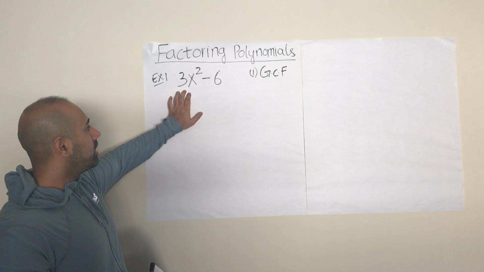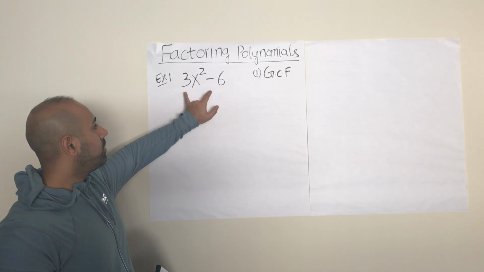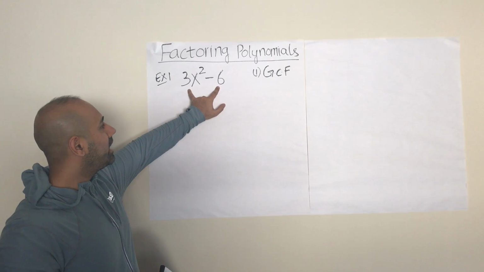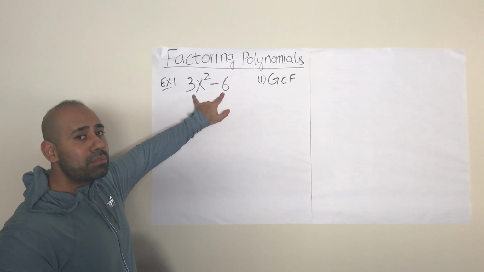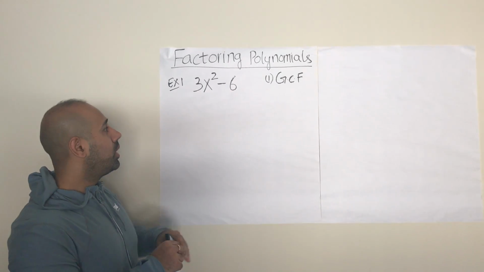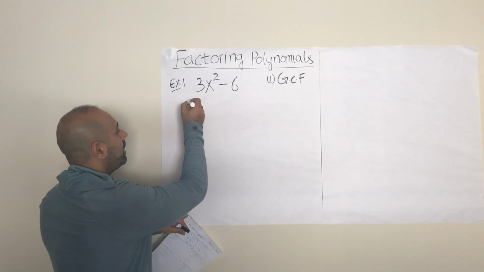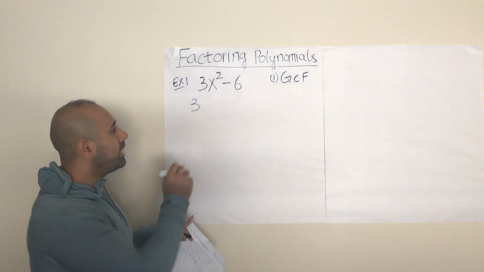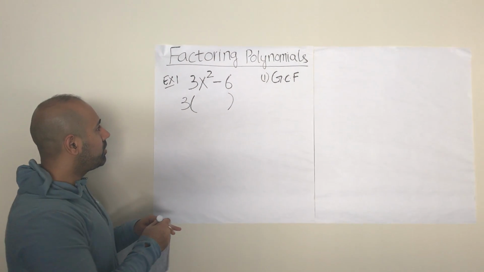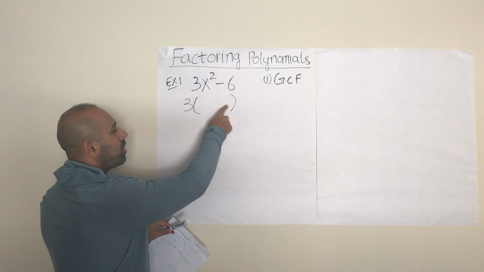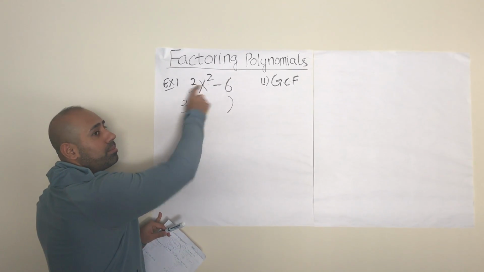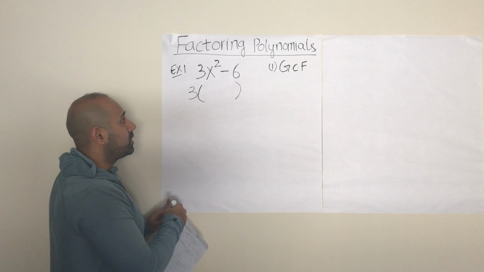So let us look at this binomial right here. If you compare both of these terms, we can easily see that the greatest common factor, a number that divides both of these terms, is 3. So we write that 3 outside, and then we draw 2 parentheses. Now in the parentheses we have to fill in 2 quantities so that when you distribute that 3 back, you should get back to the original polynomial function.